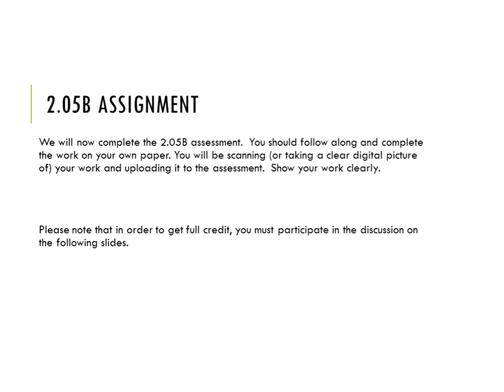All right, so what we're going to do now is go ahead and knock out the assignment for 2.05b. So here's what you'll need to do. Follow along and complete the work on your own paper that we do. You will scan or take a clear digital picture of your work, and you will upload it to the assessment. Make sure that you show your work clearly as we go through everything, and make sure that you are participating in the discussion on the following slides. Give me a green check if you are ready with paper and pencil, ready to rock and roll. Green checks when you're ready to go.